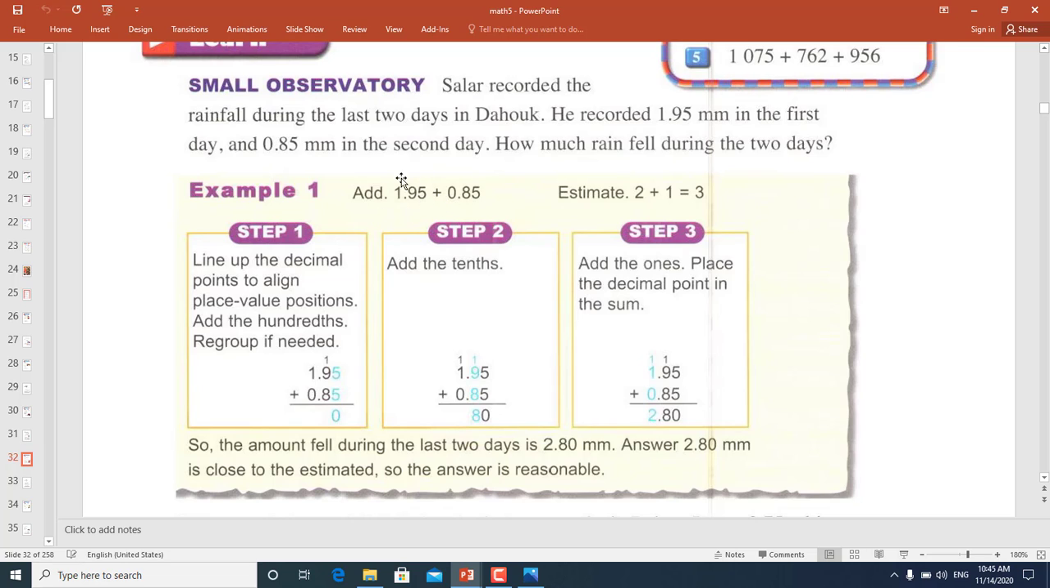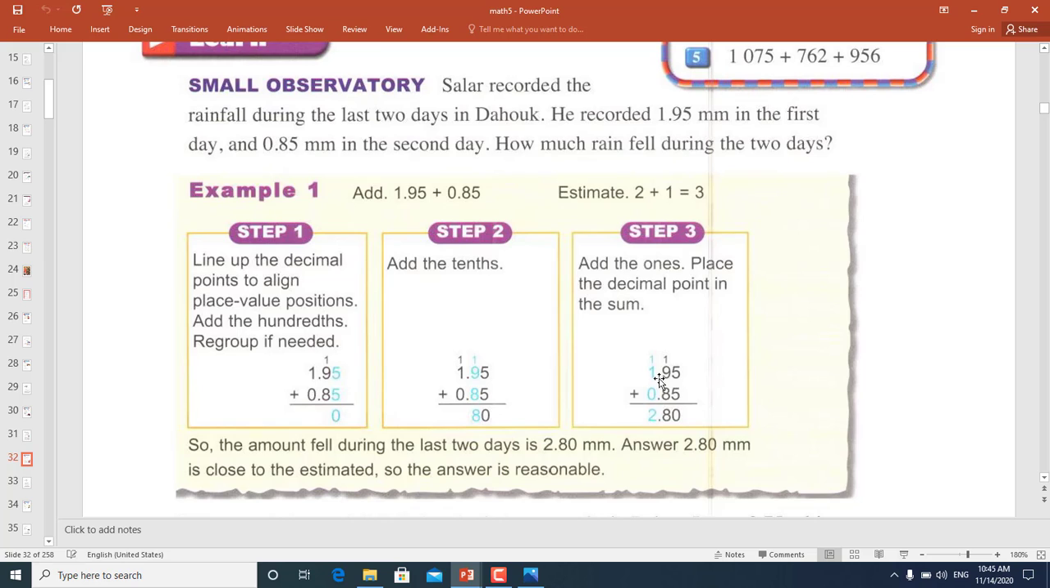We will write 1.95 up and 0.85 down. So we'll write the decimal points in line. After that, we will add them. We will start at the right. We have 5 plus 5, it's 10, 0, 1 regroup. After that, 1 plus 9 is 10, 10 plus 8 is 18, 8, 1 regroup.